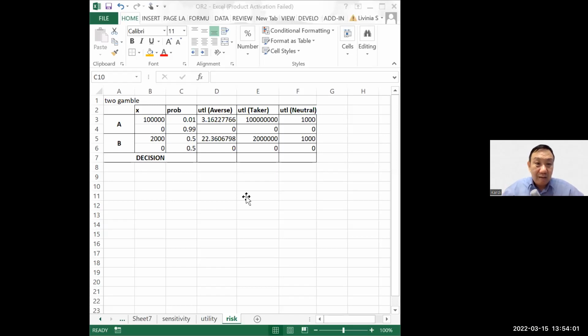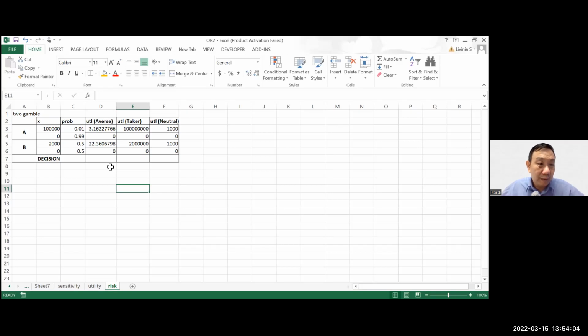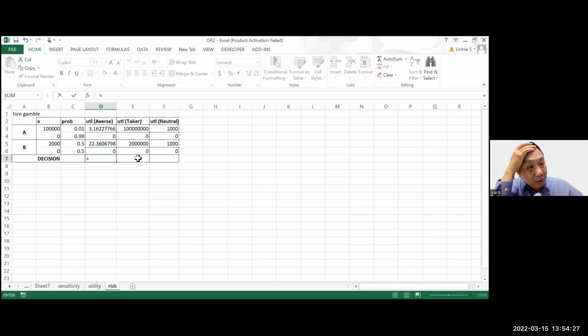So, yes, you want to share? Okay, read first you get. Okay, very good. And then you just need to get the decision with the maximum expected utility. So the same as above. In this case, what is the maximum? 22, right? Between 3.16 and 22.3. So the answer is B in that case, right? The decision is B. And then for a risk taker, which one is bigger, A or B? A. And then this one, what is the decision? Cannot decide. Very good.